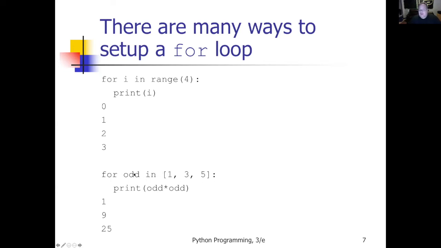So what does that mean? That means that every time this loop repeats, the variable called odd is going to be given the next value in this sequence. And I want it to print odd squared, odd times odd.